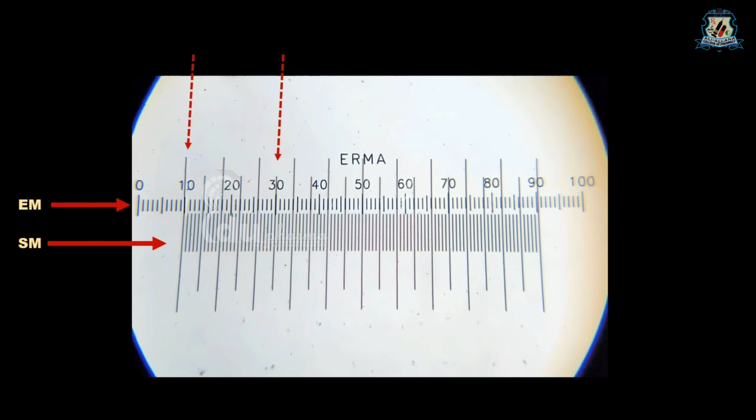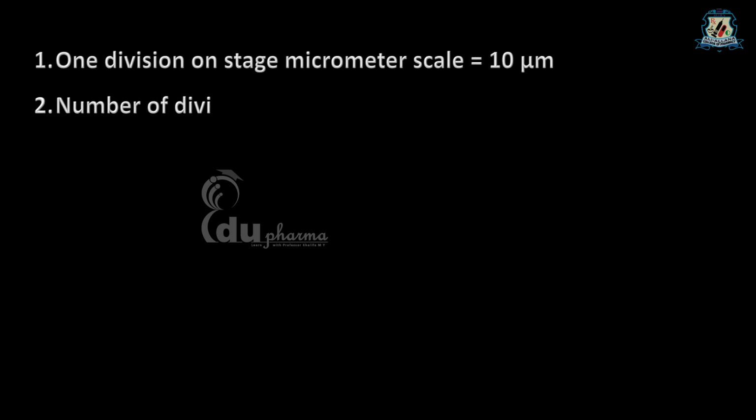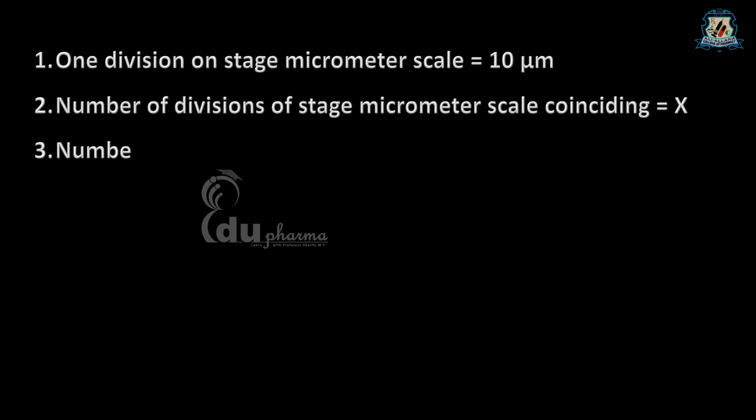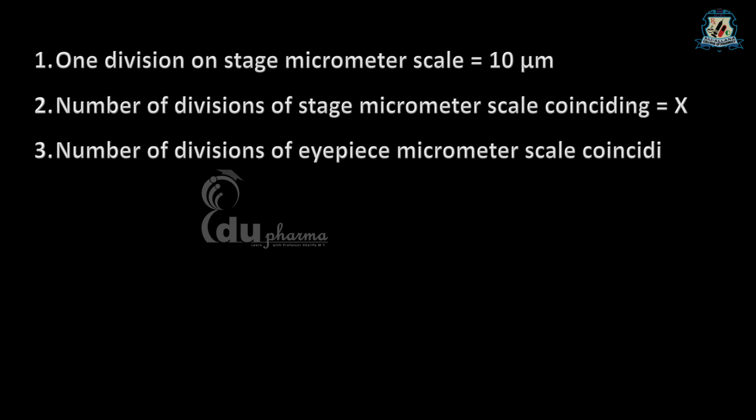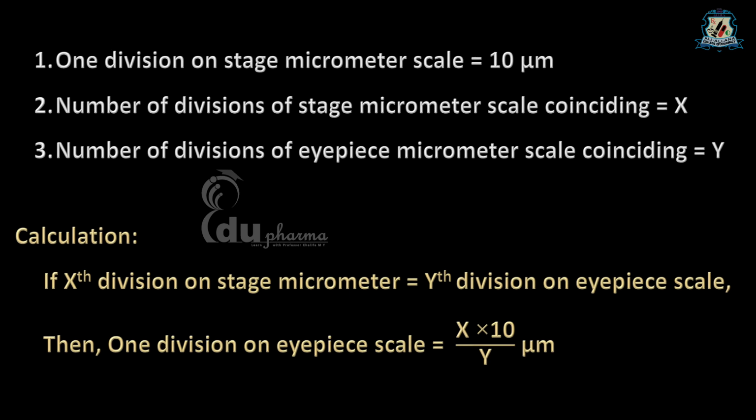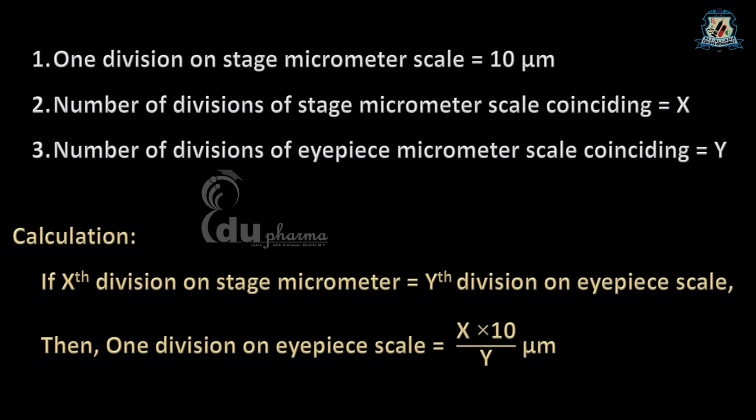We can calculate the value of one division in this way. One division on stage micrometer scale is equal to 10 micrometer. Let the number of divisions of stage micrometer scale coinciding be x and the number of divisions of eyepiece micrometer scale coinciding be y. The calculation will be like this. If xth division on stage micrometer is equal to yth division on eyepiece scale, then one division on eyepiece scale is equal to x multiplied by 10 divided by y micrometer.